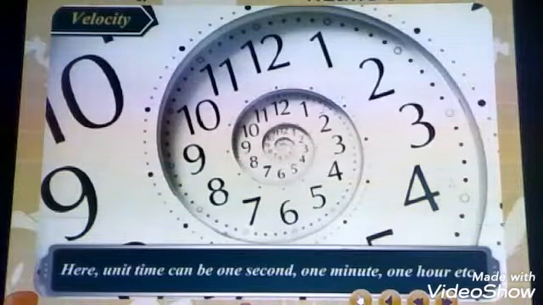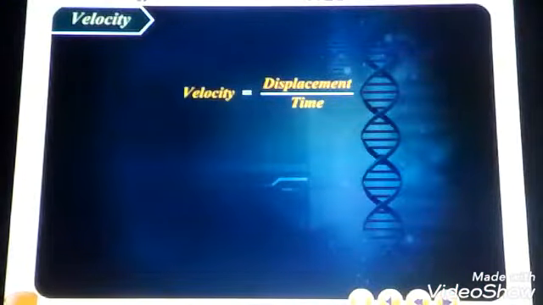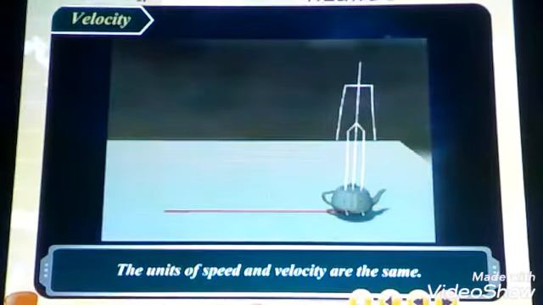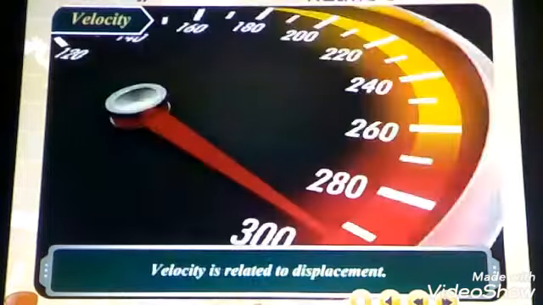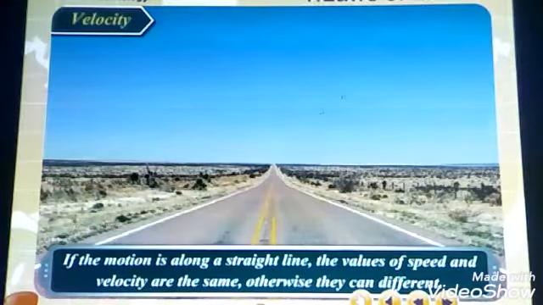Your unit time can be 1 second, 1 minute or 1 hour. The displacement that occurs in a unit time is called velocity. Velocity is equal to displacement upon time. Velocity is a vector quantity and its units are meter per second and centimeter per second. The units of speed and velocity are the same. Velocity is related to displacement. If the motion is along a straight line, the values of speed and velocity are the same, otherwise they can be different.